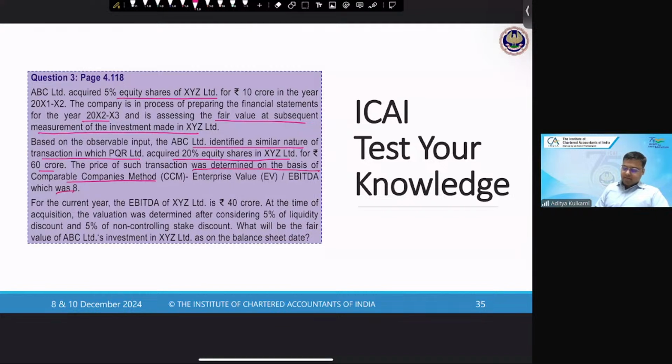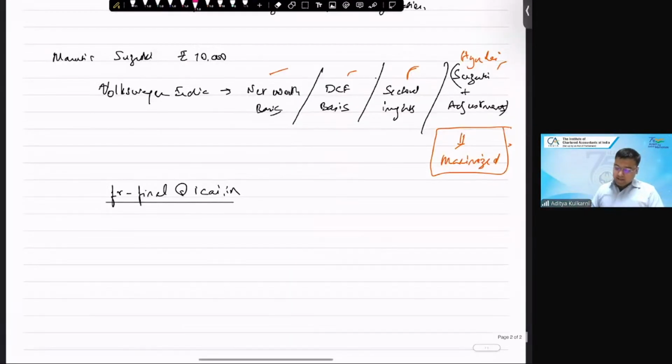We call this a multiple. EV by EBITDA is a multiple, like how price earnings, PE ratio, is also a multiple. For the current year, EBITDA of XYZ is 40 crores. At the time of acquisition, the valuation was determined after considering 5% of liquidity discount and 5% of non-controlling stake discount. What will be the fair value of ABC Limited's investment in XYZ as on the balance sheet date?